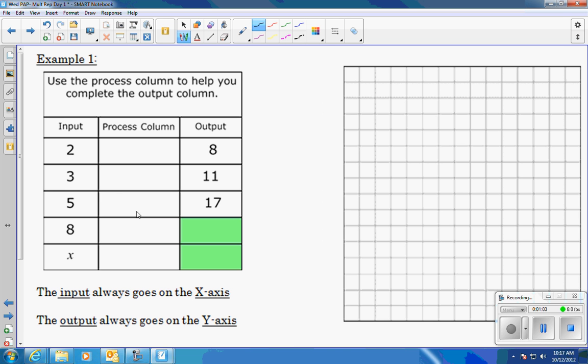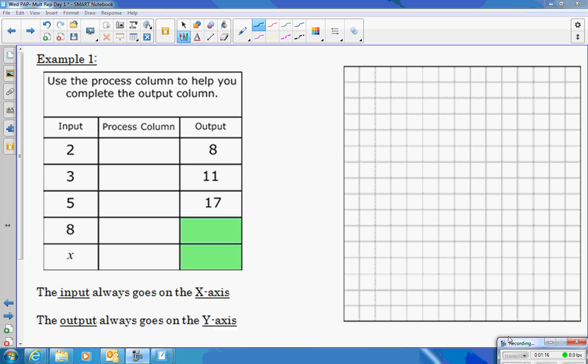So here would be a table. The input always goes on the x-axis, and the input means what you're putting into the problem. And the output is like your answer, what's coming out of the problem. That always goes on the y-axis. So when we look at this, our input column is over here, and our output column is over here. So just like with our sequences stuff, we need to figure out what is happening.